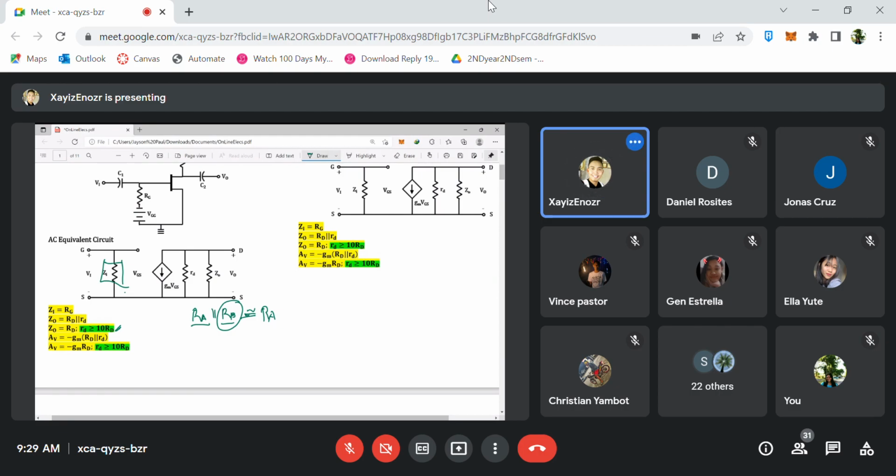Then for ating voltage gain is negative GM multiplied by RD parallel with rd. Or kung condition ulit, tandaan nyo, kapag yung rd is greater than or equal to 10 times ng drain resistance, you can just simply use the formula negative GM multiplied by RD.